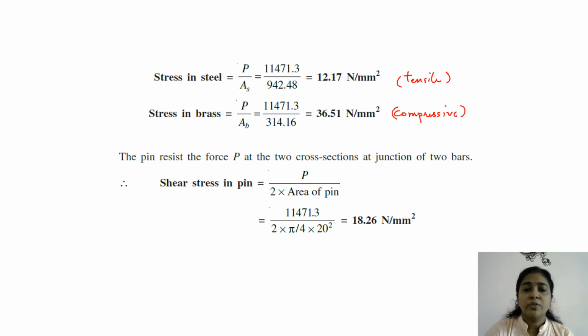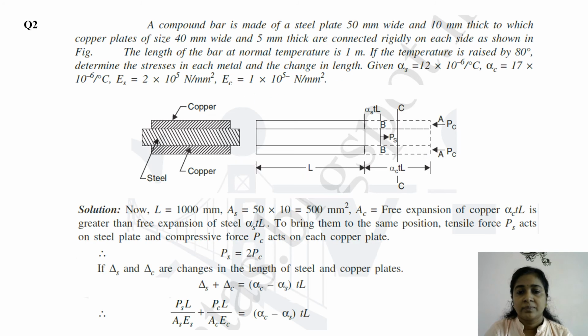Now you are asked to find out the shear stress in the pin. Shear stress is given by force divided by twice the area of the pin, as there are two areas resisting the shear. The pin is of diameter 20 mm, and the force divided by that area of the pin will give the shear stress in the pin. Now we can move on to the next one.